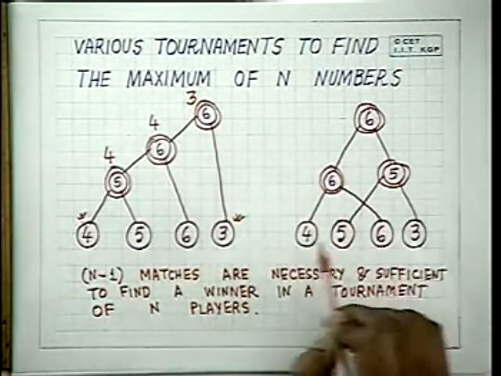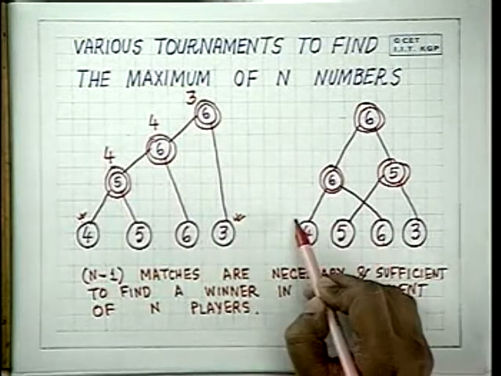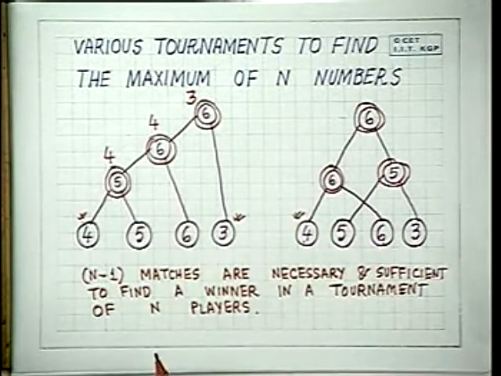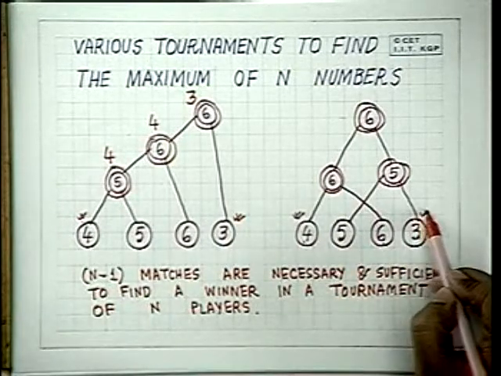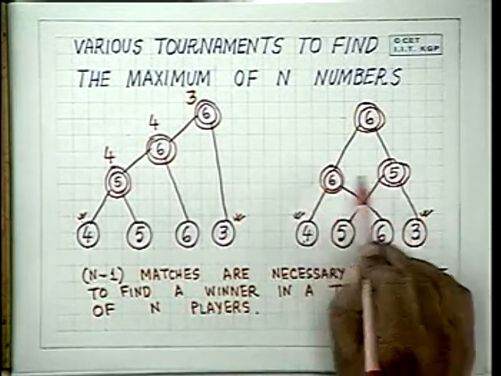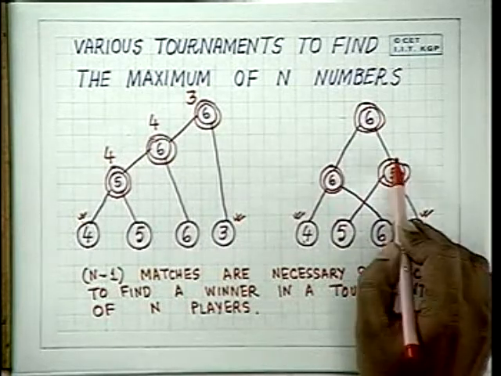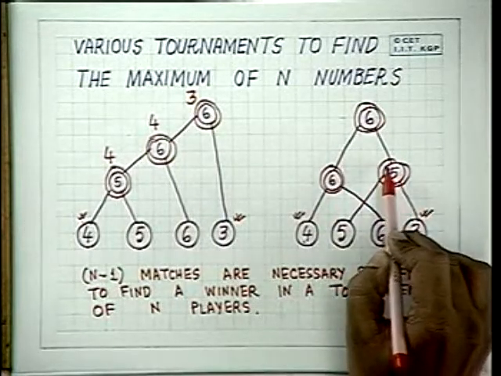Now look at this point. Here 4 and 6 were compared. So 4 lost. And 5 and 3 were compared and 3 lost. Here 5 and 6 were compared and 5 lost, but this fellow will not participate in becoming the minimum because he has won at least one match.